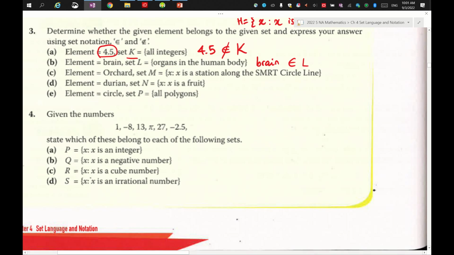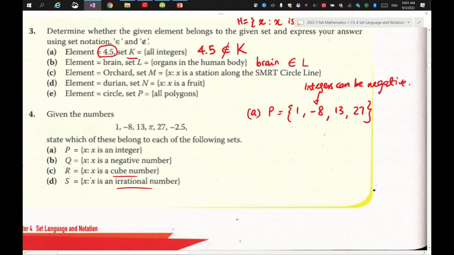So how should we summarize everything? So P, we have 1, negative 8, 13, 27, negative 2. So these are integers. Take note, integers can be negative, and so on and so forth. Okay? So recap, go and revise on what are cube numbers, irrational numbers, and so on. What we have just gone through is notation, the way we write things.